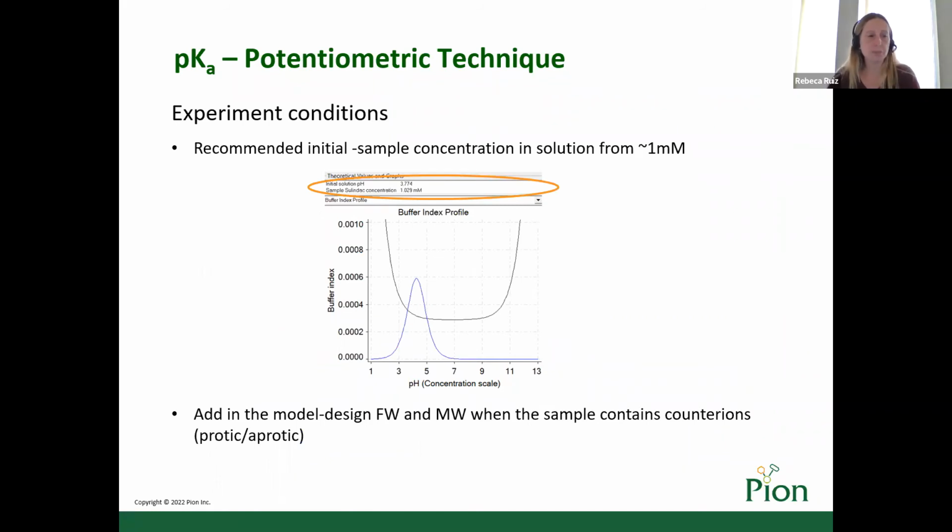In relation to the previous slide, we recommend that the initial sample concentration will be around 1 millimolar. You can find this information when you check the buffer capacity index profile during the setup of the experiment. Also, for a good pKa result, the model design needs to include the formula weight and molecular weight with all counterions, the aprotics, the ones that don't have pKa's, and the protics, the ones that have pKa's.